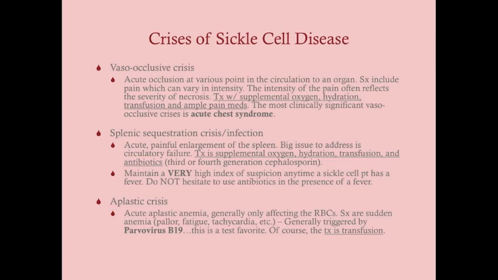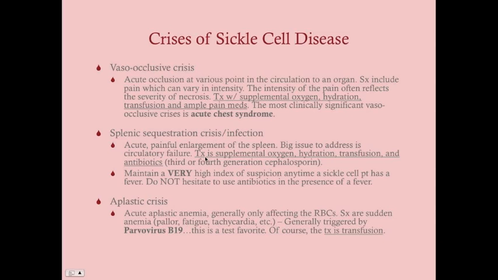So the treatment here, and it's going to be very obvious when you have a patient with splenic sequestration crisis, if they are black or have a history of sickle cell disease, it's going to be very obvious because they're going to have a massive spleen. And so the treatment is going to be supplemental oxygen, hydration, transfusion, and antibiotics. Why do we give them antibiotics? Because they may be infected, particularly if they have a fever. And a third or fourth generation cephalosporin tends to be what we use in any kind of sickle cell disease complication.